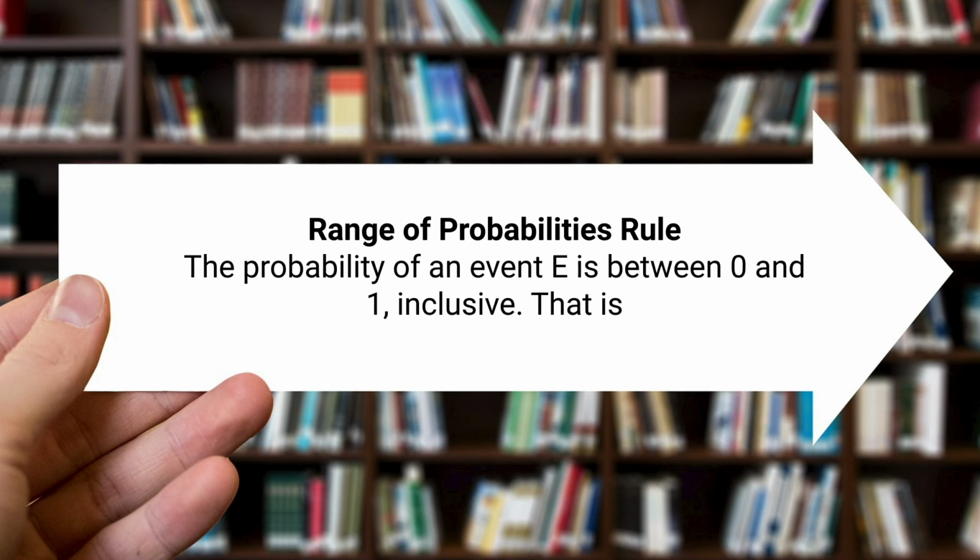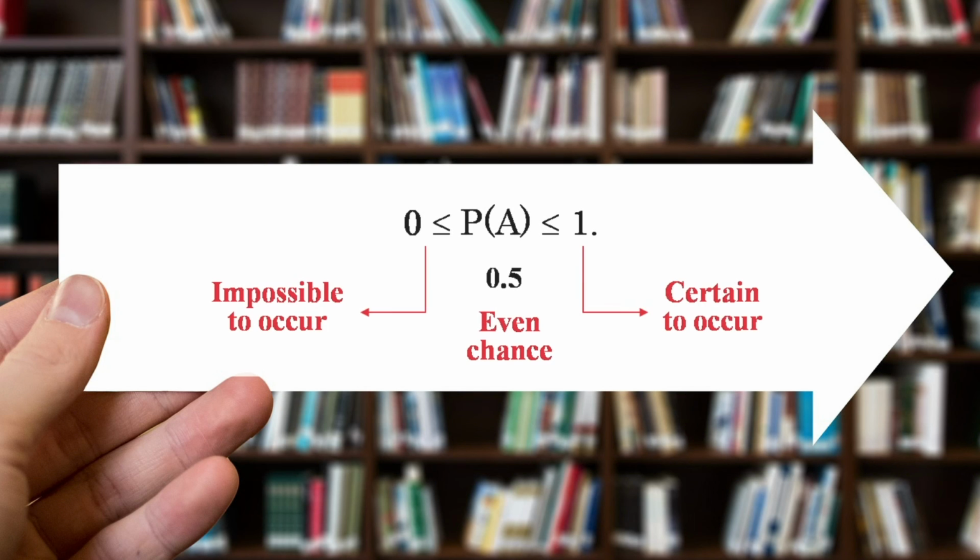Range of probability rule: the probability of an event E is between 0 and 1 inclusive, that is 0 is less than or equal to P(A) less than or equal to 1. So if you see, 0 is impossible to occur, P(A) of 0.5 is even chance, and 1 is certain to occur. This is what we have already discussed in the preamble part of probability, but since we are applying it, we see how this is going to be applied.